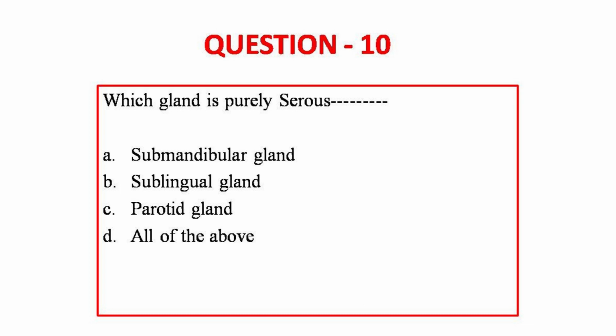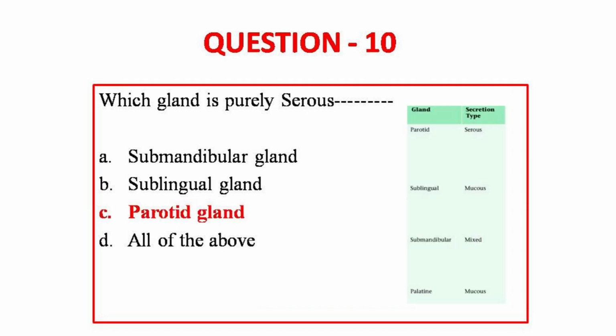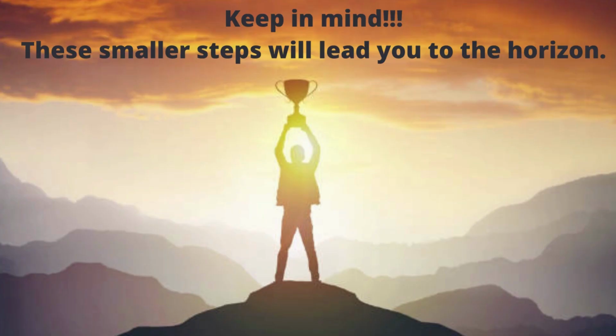Moving on to question 10. Which gland is purely serous? They've given us 4 options: the submandibular gland, sublingual gland, parotid gland, and all of the above. Keep this in mind, it's very easy, and I think you should all be familiar with the answer. The answer is the parotid gland. You can see the tabulation: all the other glands are mucous or mixed. The sublingual is mucous, submandibular is mixed, palatine is mucous. Only the parotid is serous. So the answer is parotid.